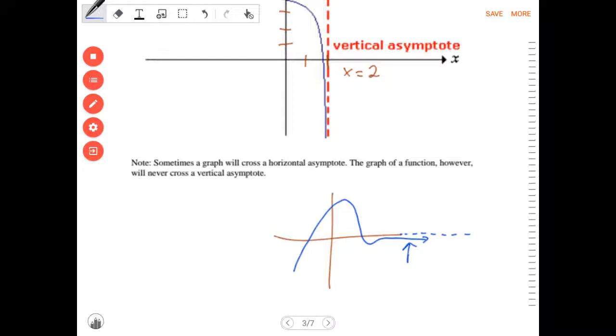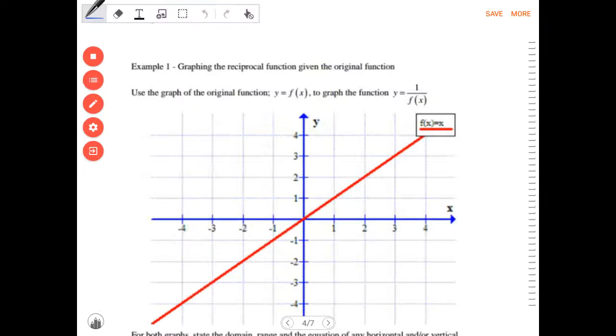The thing is, the graph might cross the horizontal asymptote, but it will never, ever cross the vertical asymptote. It just doesn't work. Remember, a vertical asymptote happens when you divide by 0. Okay, wow, wait a sec, I haven't explained that yet, but I will here shortly. So, moving on.